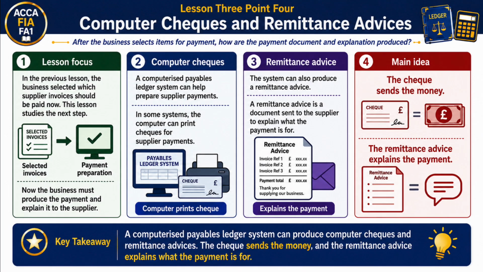Now we are studying lesson 3.4, computer checks and remittance advices. In the previous lesson, we studied how a business selects items for payment. That means the business decides which supplier invoices should be paid now. Now we move to the next step.